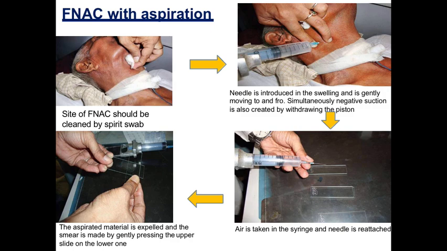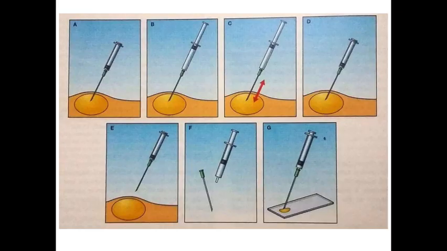And once it falls onto the slide, you take another slide, if you can see my pointer, another slide, and you make a smooth smear, just how we make a blood smear. Make sure that you don't crush the material and you don't make a thick smear. Evenly spread out the cells onto the smear so that it is a thin spread out smear. So this is FNAC with aspiration.